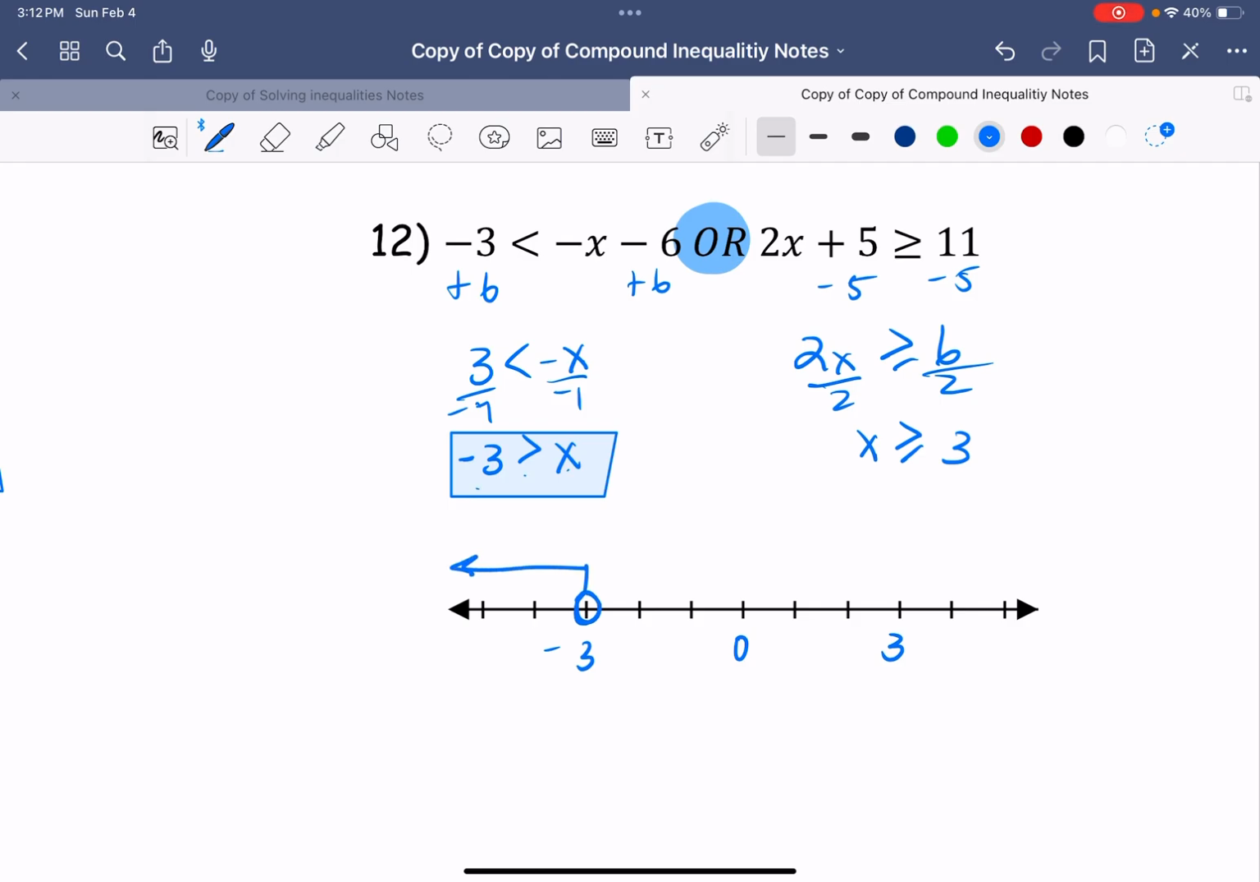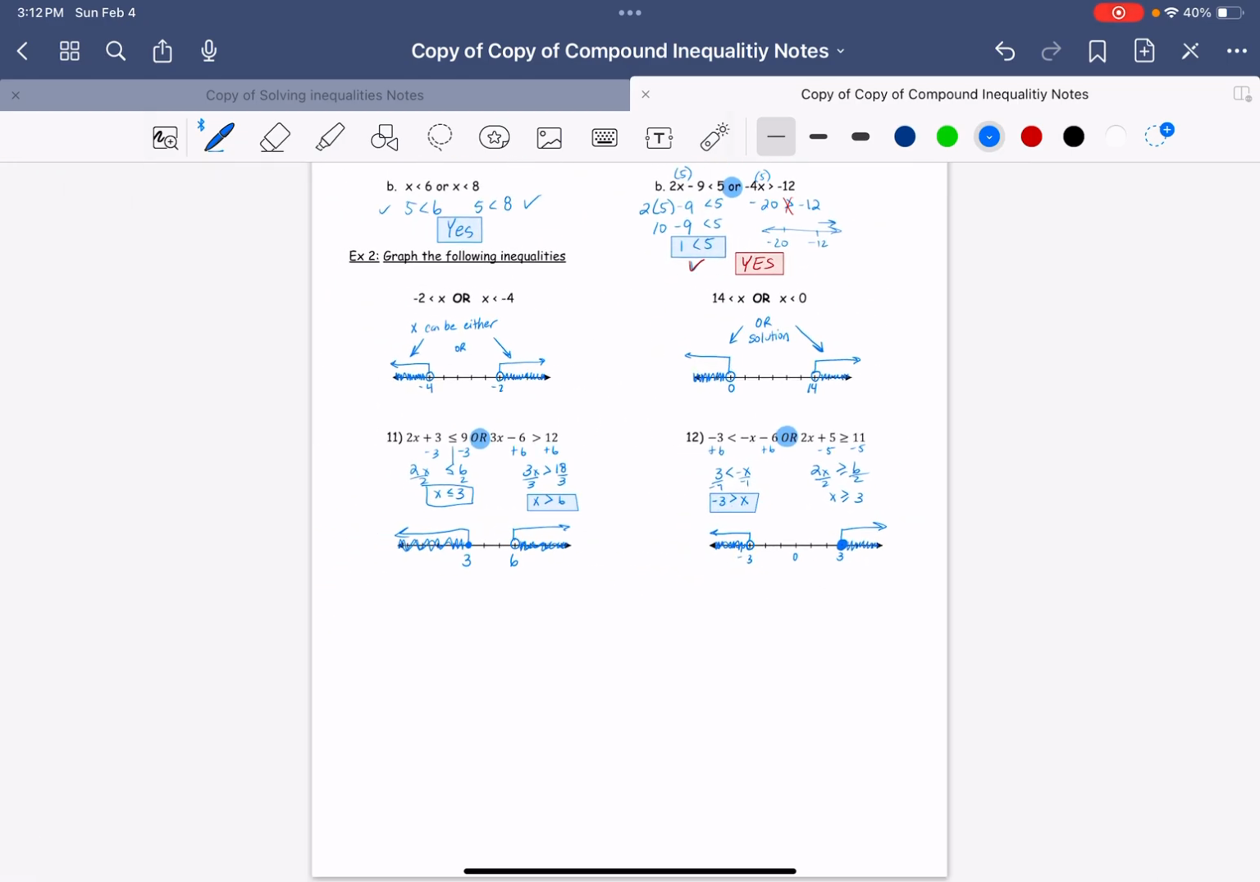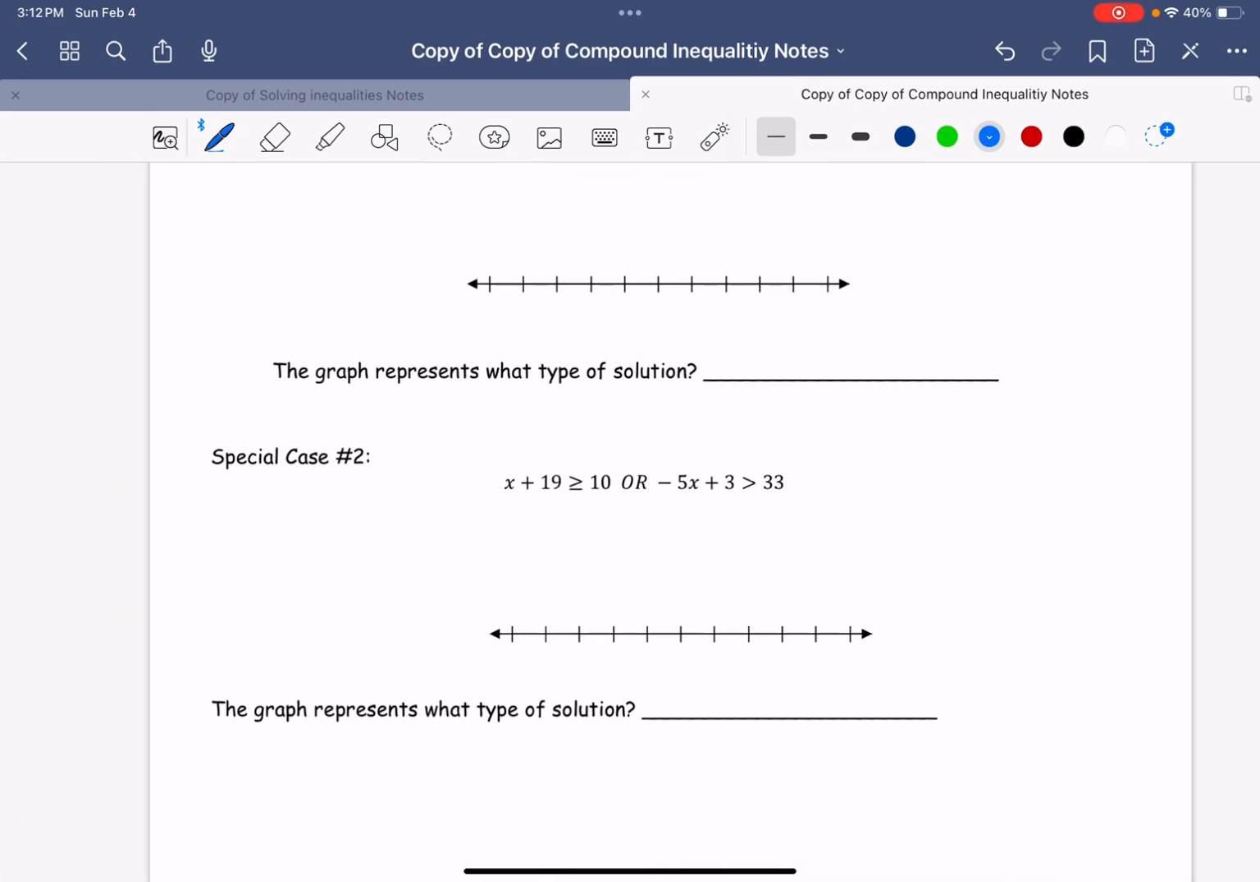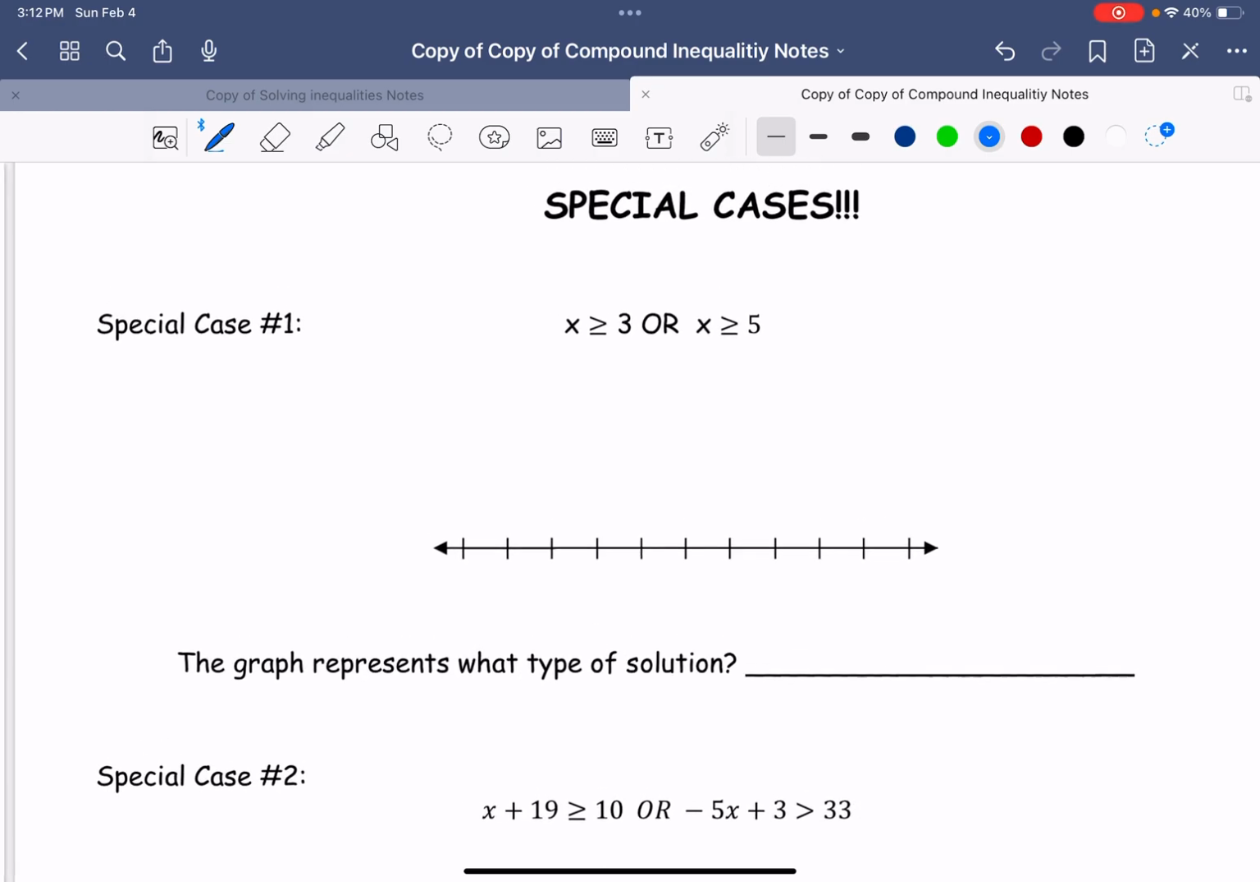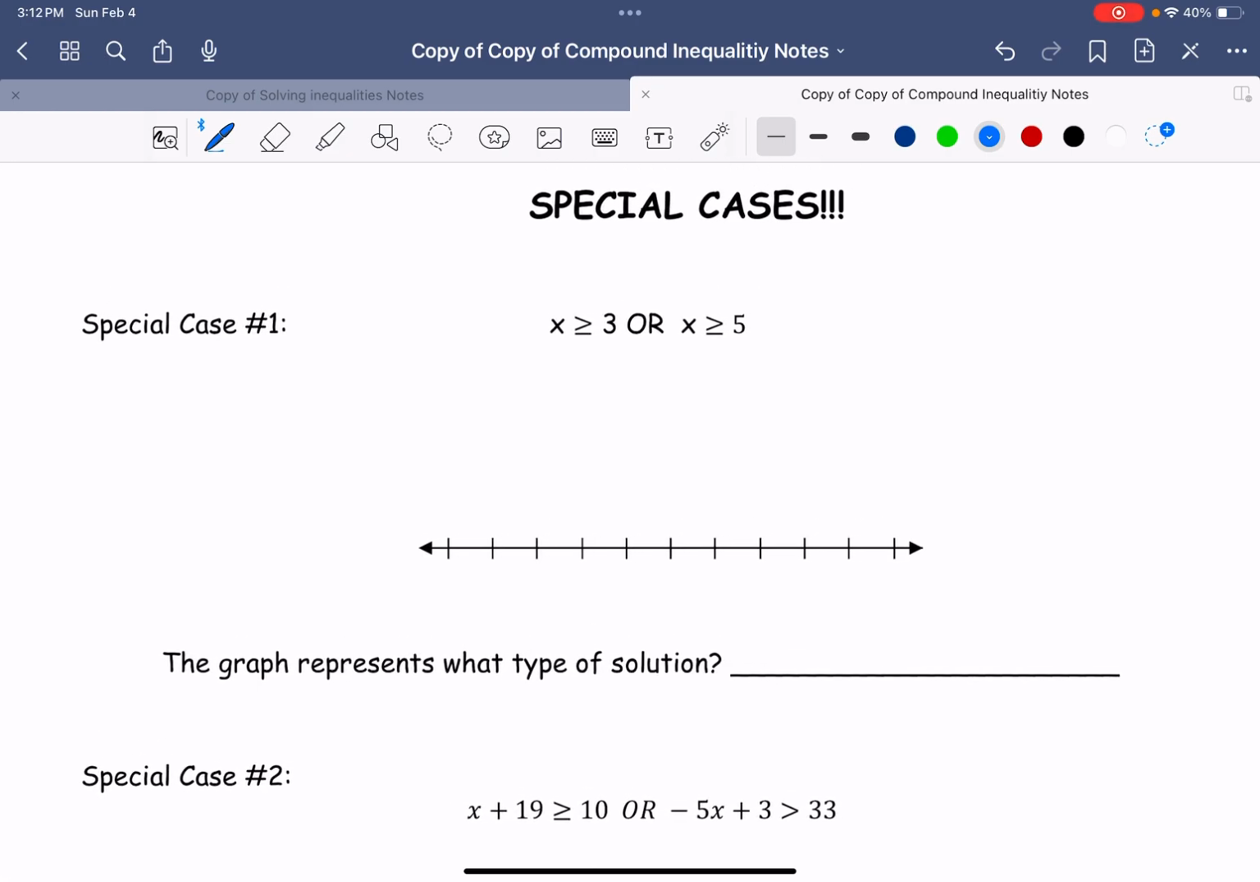So we're going this direction. All of these apply. Circle in because it includes that. x is greater than. Voila, there you go. All right, and then obviously we have special cases. All right, let's look at our special cases really quick and then we'll be done.